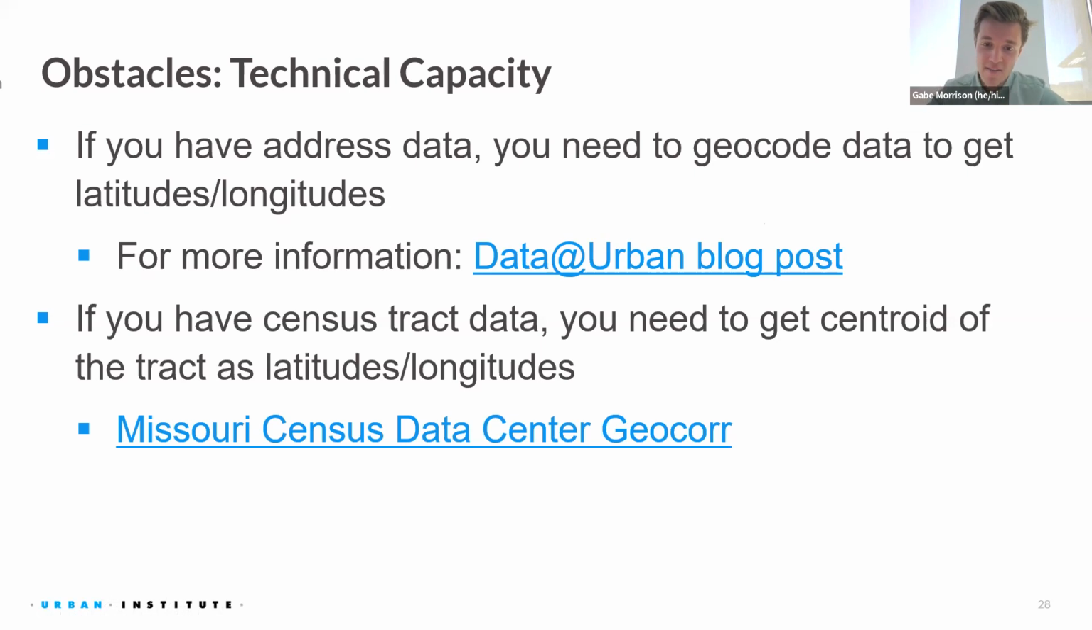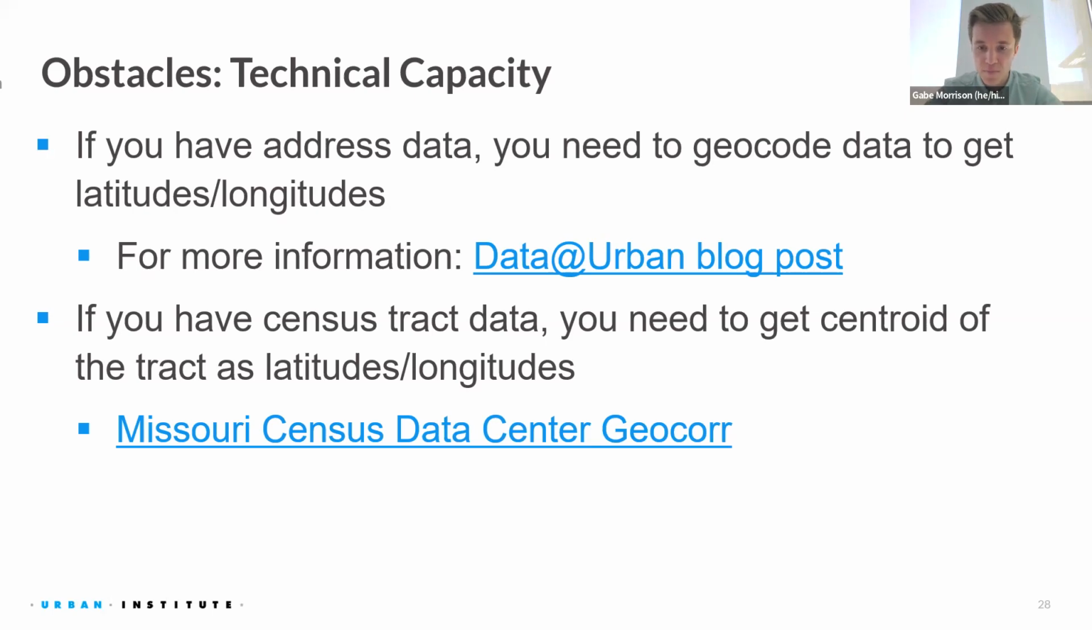I think about census tracts like neighborhoods, kind of a big neighborhood that you could live in. So if you have census tract data, which is a very common scale of data to have, you can get the centroid of the tract to use as latitude and longitude. And centroid is another word for just a point that is in the middle of the tract.